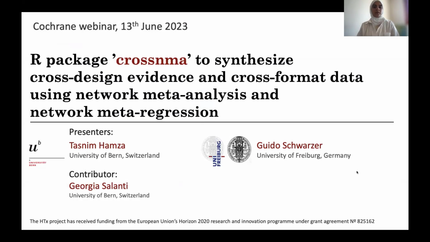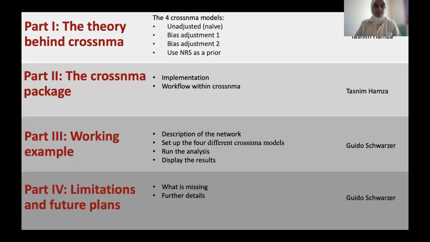I'm so glad to have this opportunity to present our new R package, Crossnma, which can, as Anna said, do network meta-analysis and network meta-regression in a Bayesian framework. And yeah, I believe there are a lot of potential uses, hopefully, within Cochrane reviews.